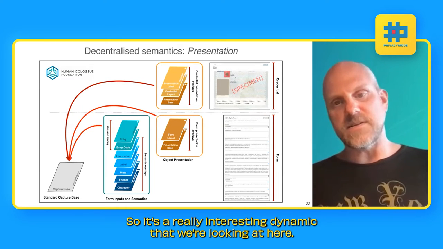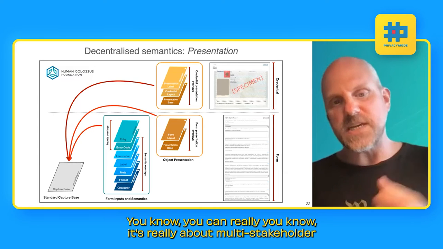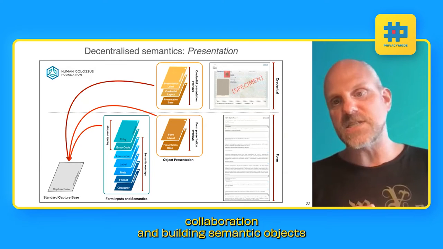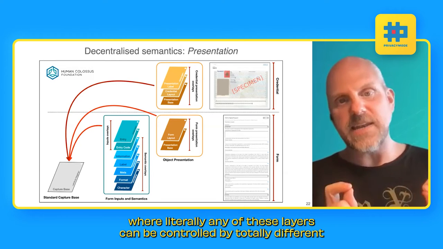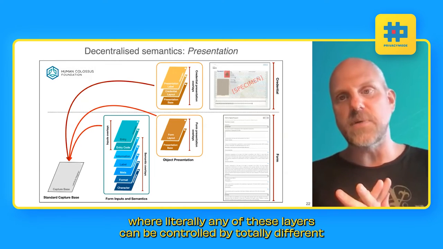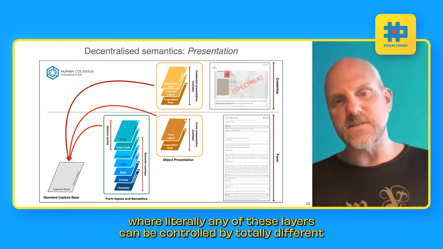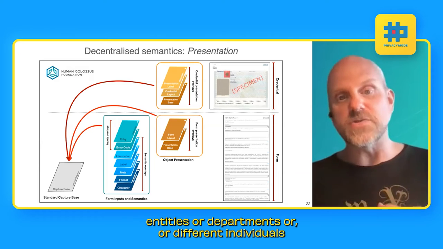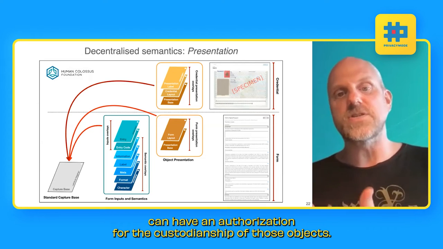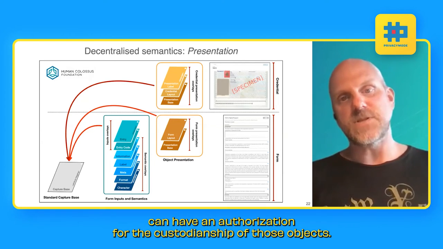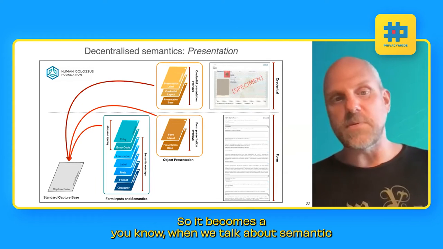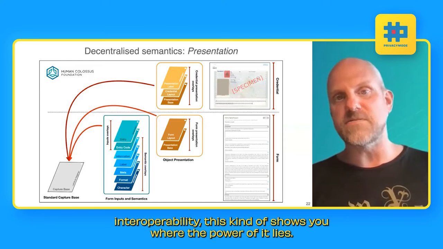It's really about multi-stakeholder collaboration in building semantic objects, where literally any of these layers can be controlled by totally different legal entities or departments, or different individuals can have authorization for the custodianship of those objects. So when we talk about semantic interoperability, this shows you where the power of it lies.